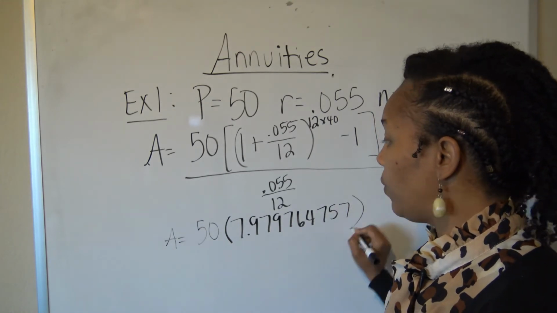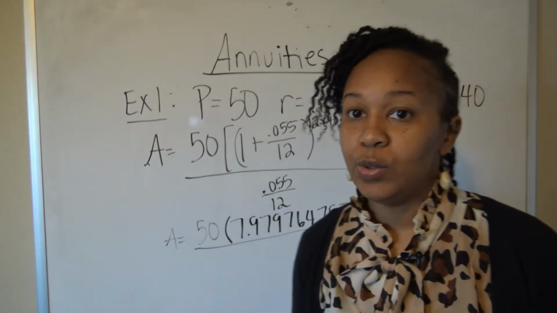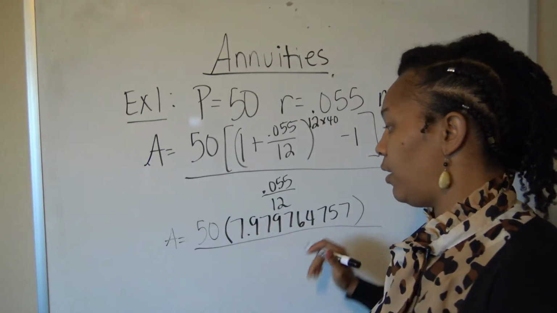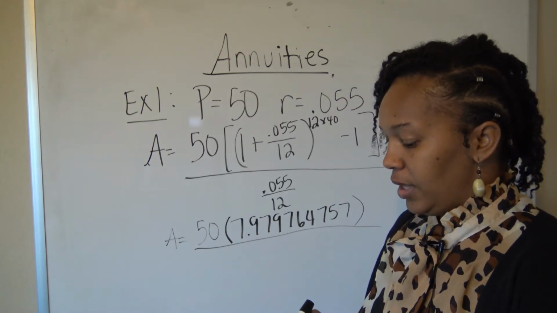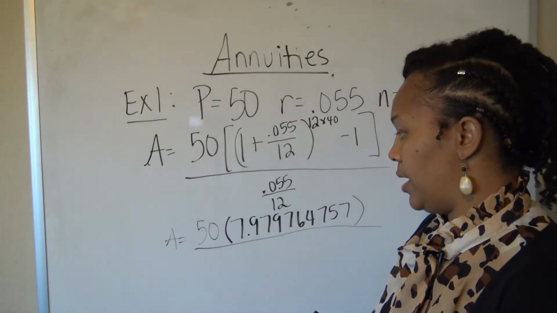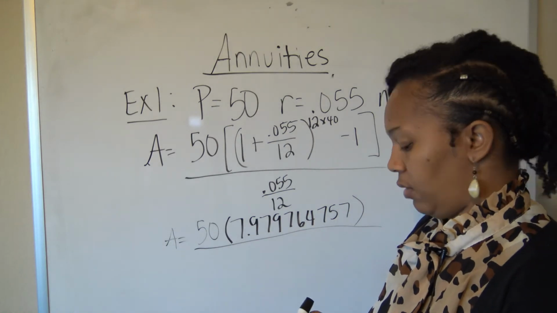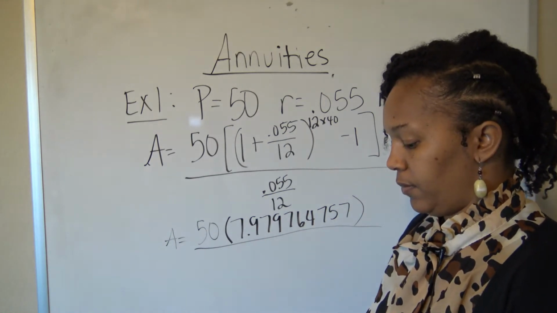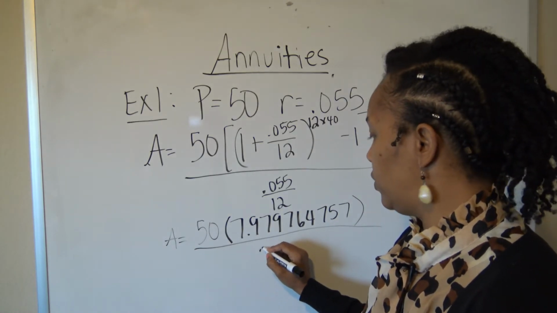7.979764757. Now you don't want to round any of these numbers because you end up with a rounding error as soon as you round. So you do want to write out every digit. So I'll multiply that by 50 and then I will divide that by 0.055 over 12. And I get, so 0.055 over 12.